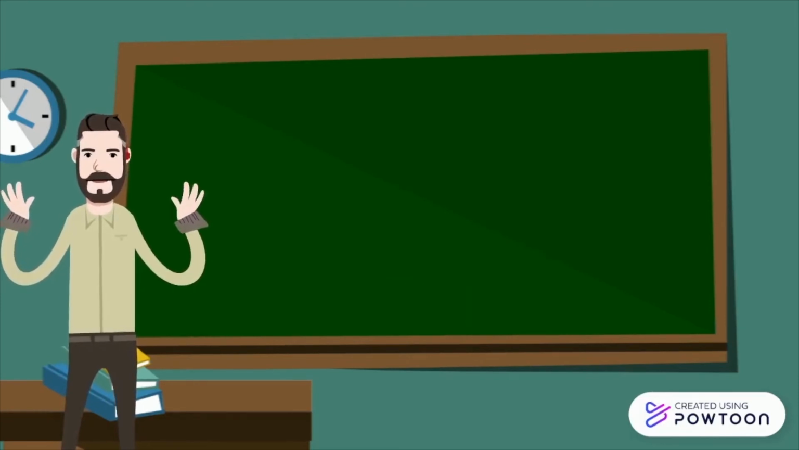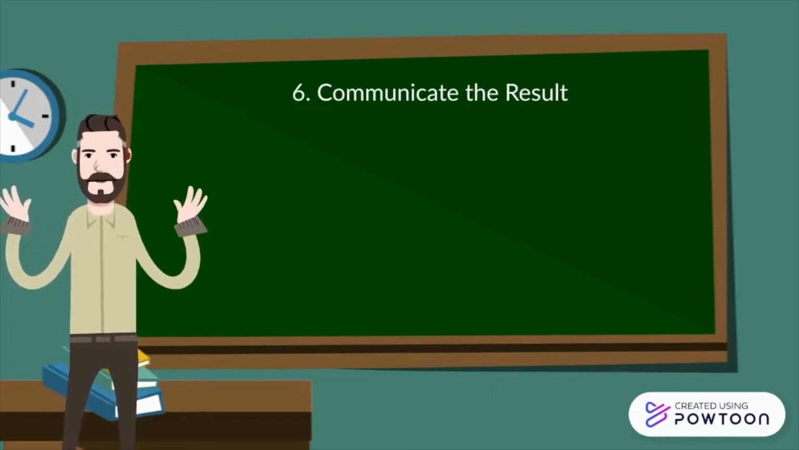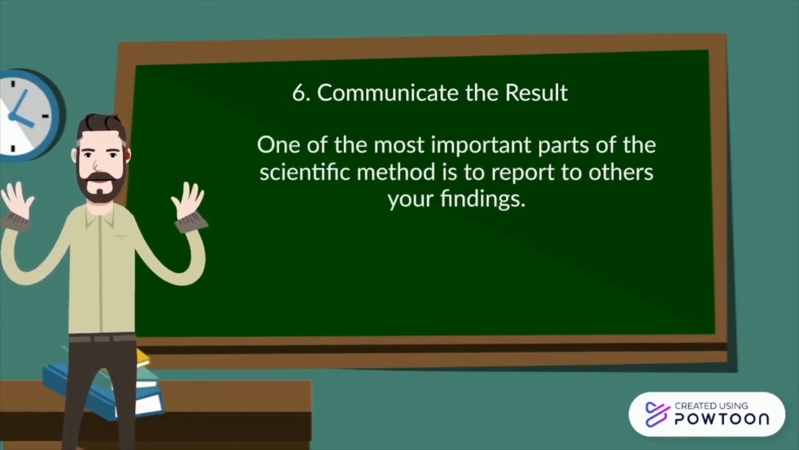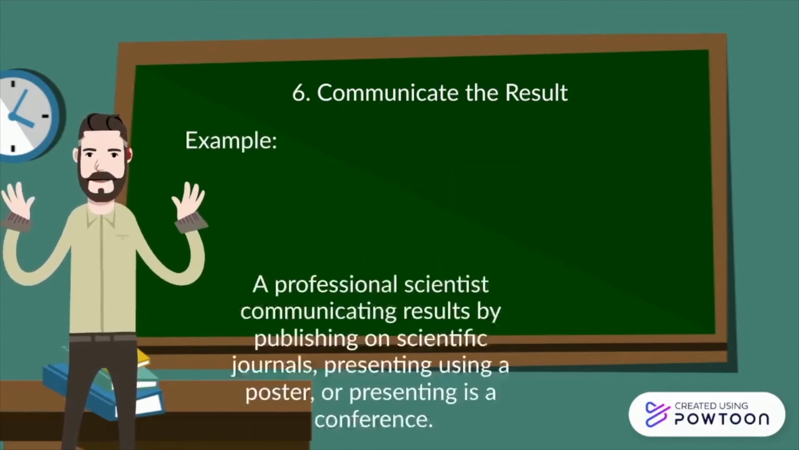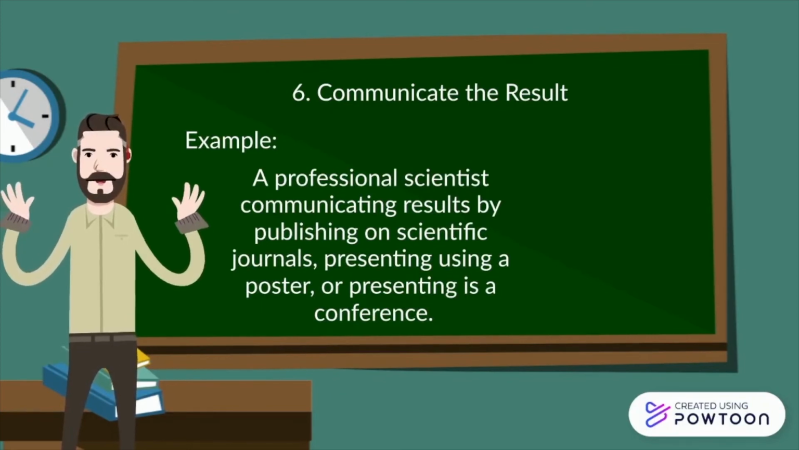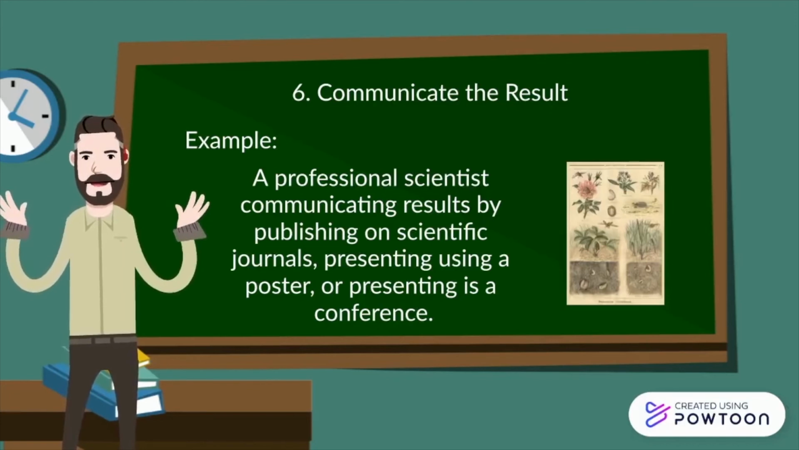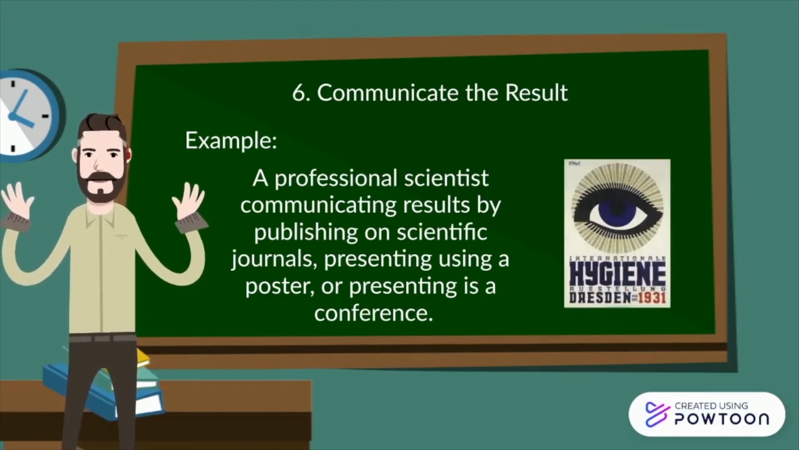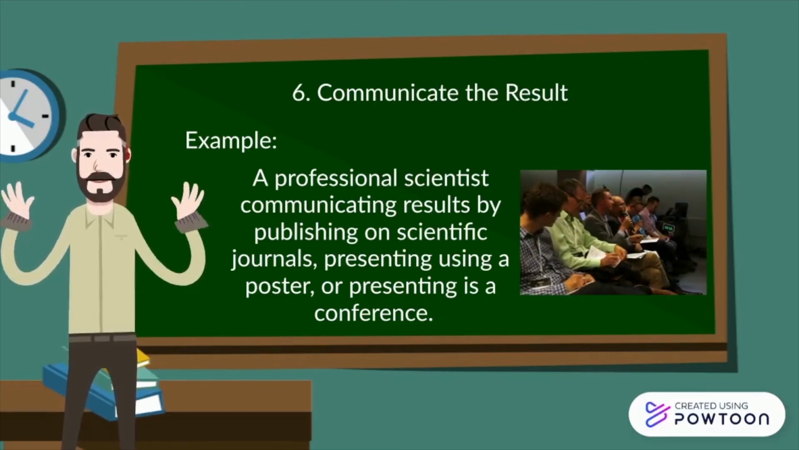And the last step in the scientific method is that we need to communicate the result. One of the important parts of the scientific method is to report to others your findings. You will help others learn. Example: a professional scientist communicating results by publishing in scientific journals, presenting using a poster, or presenting in a conference.